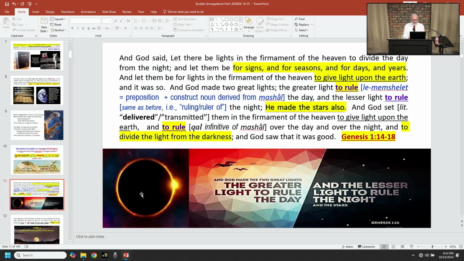good stewards of that. Well, continuing on in Genesis 1, we learn about God making the great lights, the sun to rule the day and the moon to rule the night. And then he made the stars. And so we're going to think about the sun and the moon for a little bit. And in particular, we're going to think about this verb here, mashal, which is translated to rule.